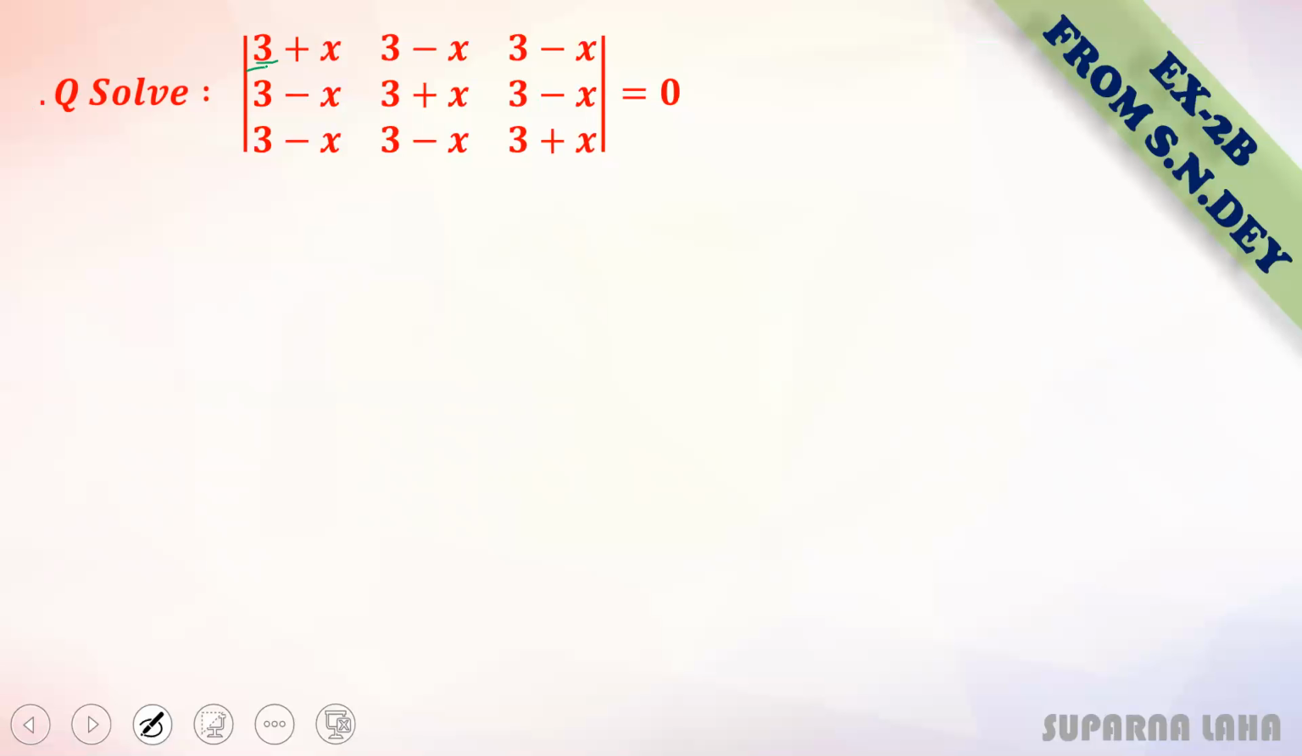So this order 3 determinant is equal to 0. You need to solve, that is, you need to find the value of x. So look at this first, second and third row. These two terms are present there, that is 3 plus x and 3 minus x, right? And 3 plus x, 3 minus x, 3 minus x, 3 minus x, 3 minus x, 3 plus x.